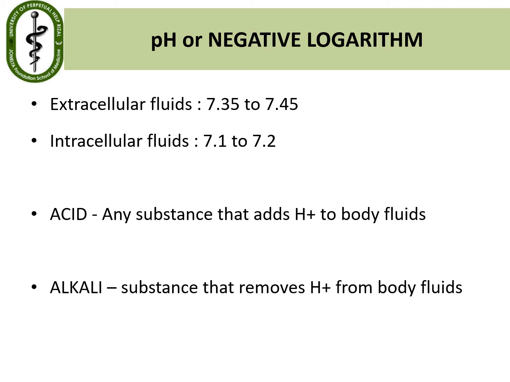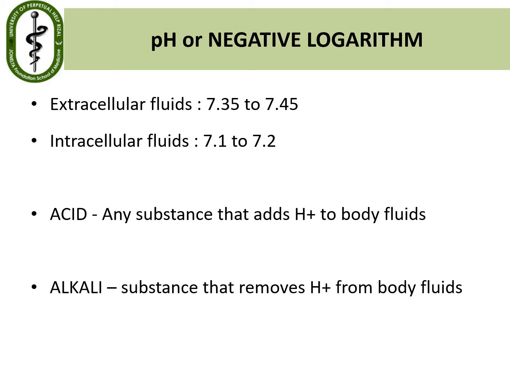And to start, we talk about the pH or negative logarithm. Always remember that the extracellular fluid pH range would be from 7.35 to 7.45, and the intracellular fluid inside the cell, the pH range will be from 7.1 to 7.2.